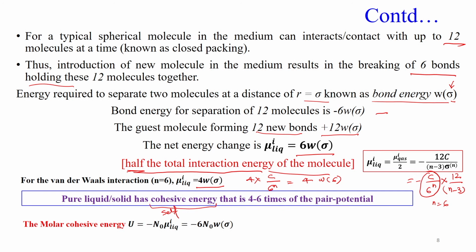Now, this is for one molecule. If you want to calculate the molar cohesive energy, you have to multiply by the Avogadro number N0. So it will be N0 times W sigma. You can calculate it for one molecule, or if you want it for a mole, you simply multiply with the Avogadro number.